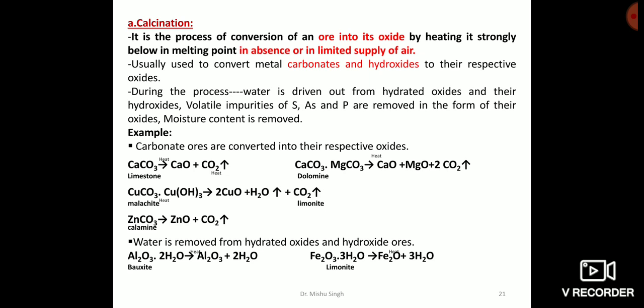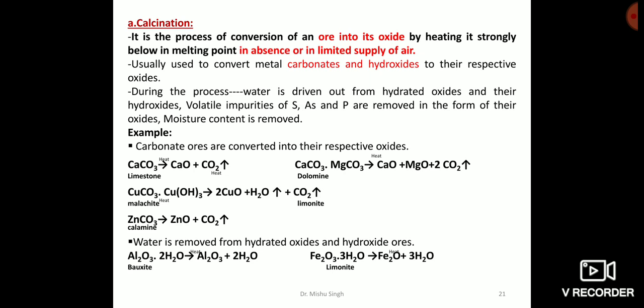As you can see here in the reactions, limestone, dolomite, malachite, and calamine are the carbonate ores which are heated strongly to convert into their respective metal oxides. Bauxite and limonite are heated in absence of oxygen or air to convert into their oxides, where the water is removed from their hydrated oxides.